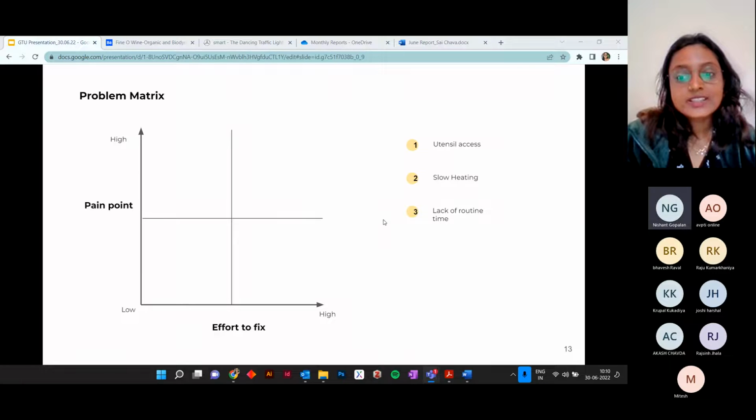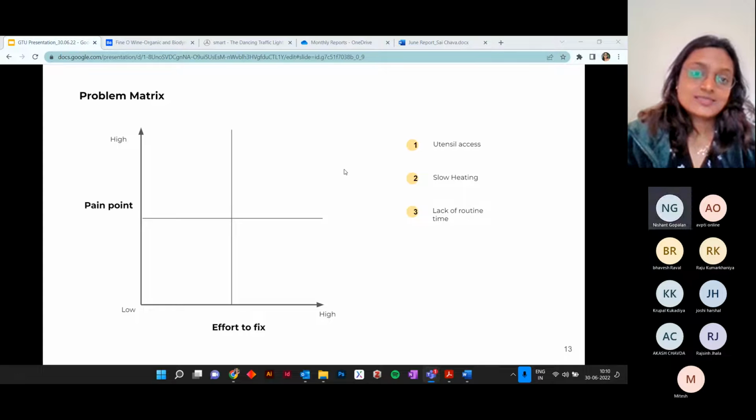Right. And let's say lack of routine time, the third one. Could you elaborate on this lack of routine time? Is it that you do not have enough time to actually sit around and make tea? Yeah. I think that will require the highest effort to fix because it talks about human behavior. Simple, but it is difficult to fix. So I think we can put that in bottom right.